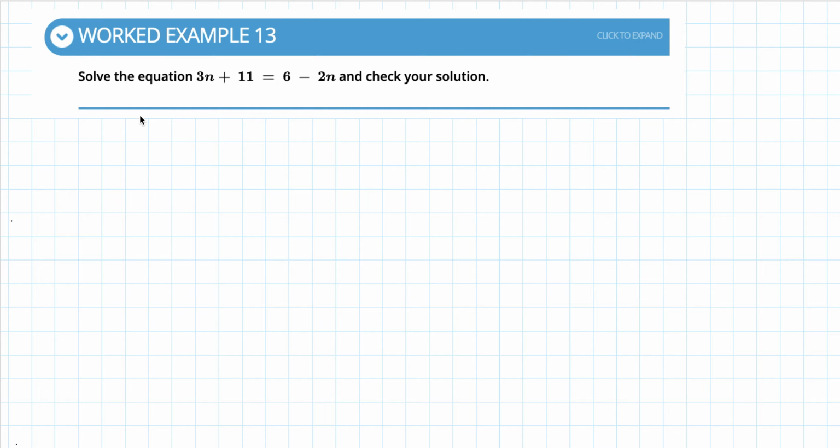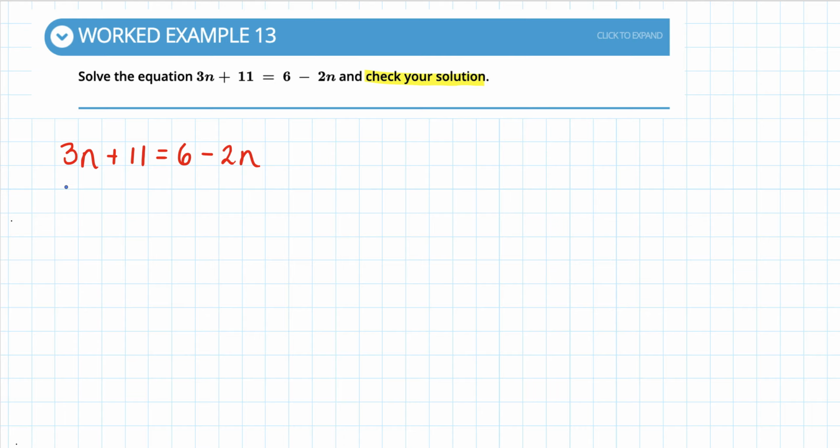Let's do this example. So example 13, solve the equation and check your answer, check your solution. Let's not forget that part, okay? So let's do it here. So 3n plus 11 equals to 6, take away 2n. Wonderful. So how do I do this?